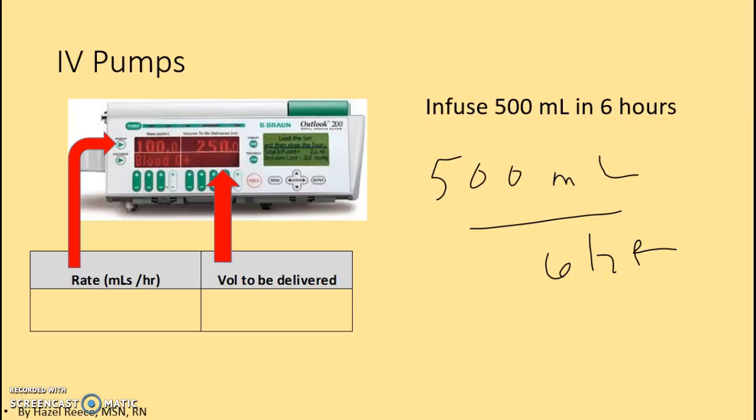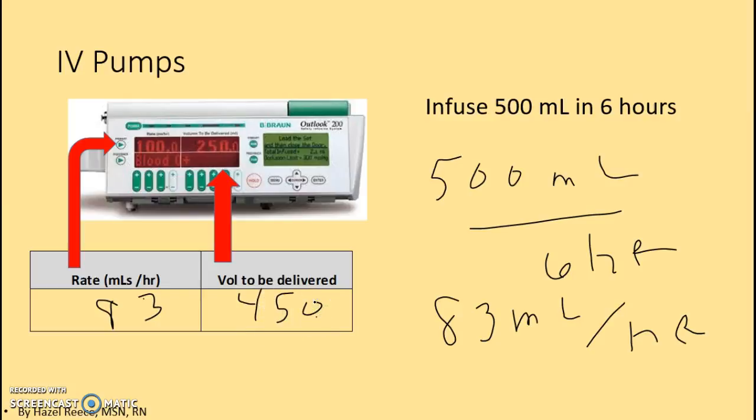So again, our answer generally tends to be the same, 83 milliliters per hour. And we would put 83 in here. And if we put 500, again, we're going to run into the problem of the whole amount having gone in, and then the machine starts beeping at you, and you have to really scramble to get the next bag hung. So say, for example, we put 450. Then you have almost an hour before the bag goes dry.